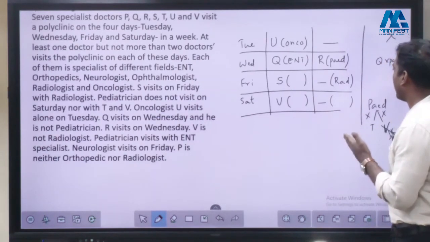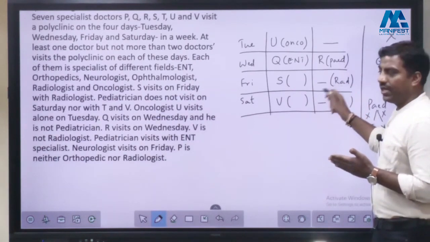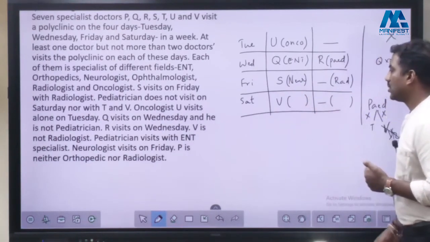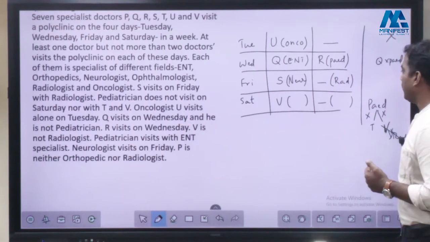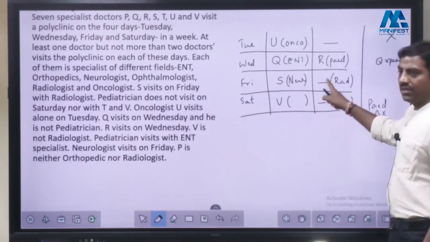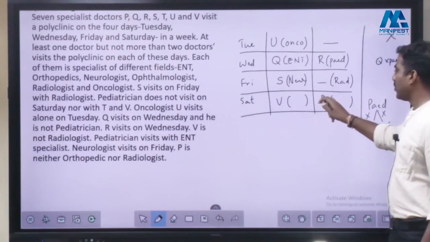Neurologist visits on Friday. So radiologist is already there. So here, neurologist. P is neither orthopedic nor radiologist. P will not come here. So where is the place for P?